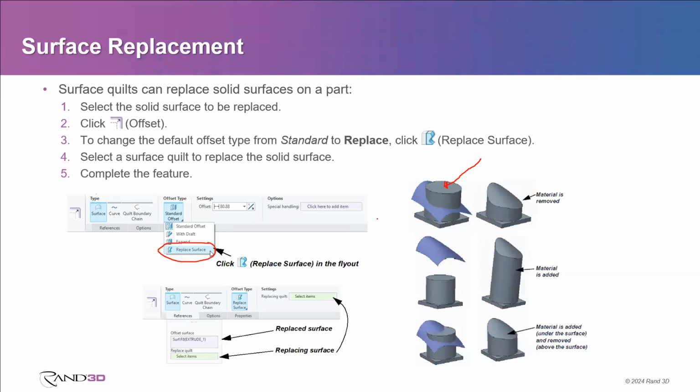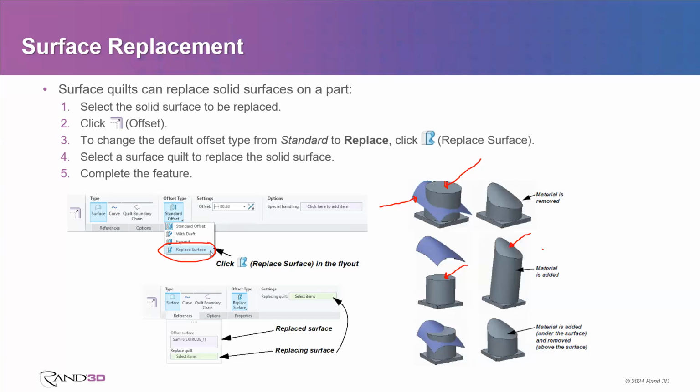In that top example, since my quilt is down below the solid face that I'm replacing, it winds up cutting away all the solid above the quilt. You could actually get the same shape with the solidify as a cut, but here we're doing a surface replacement, which is a command within the offset feature. Now in the middle picture, I'm still replacing the top face of the cylinder, but this time I moved my surface quilt up higher. So now it needs to add a bunch of material to make that solid face take on the shape and the position of the quilt that you're replacing with.